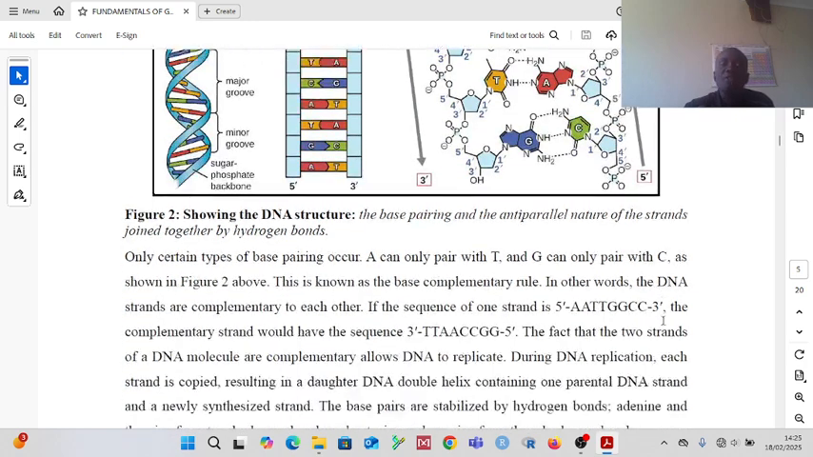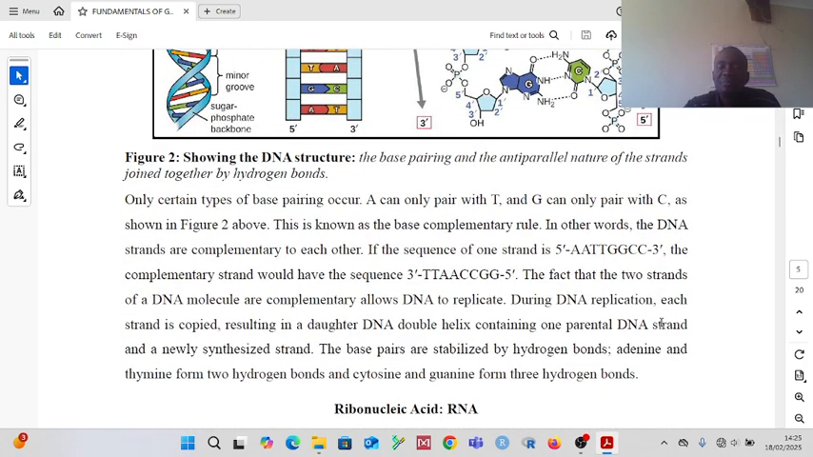Okay? So only certain types of base pairing can occur. A, or adenine, only base pairs with the T, or thymine. Then guanine can only base pair with cytosine. This is known as the base complementary rule. So AT, GC, AT, GC.